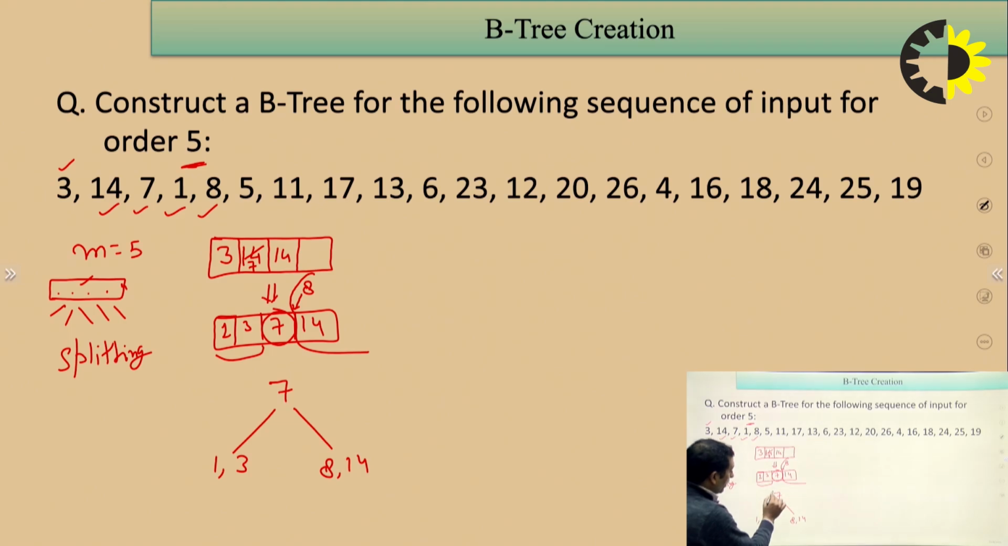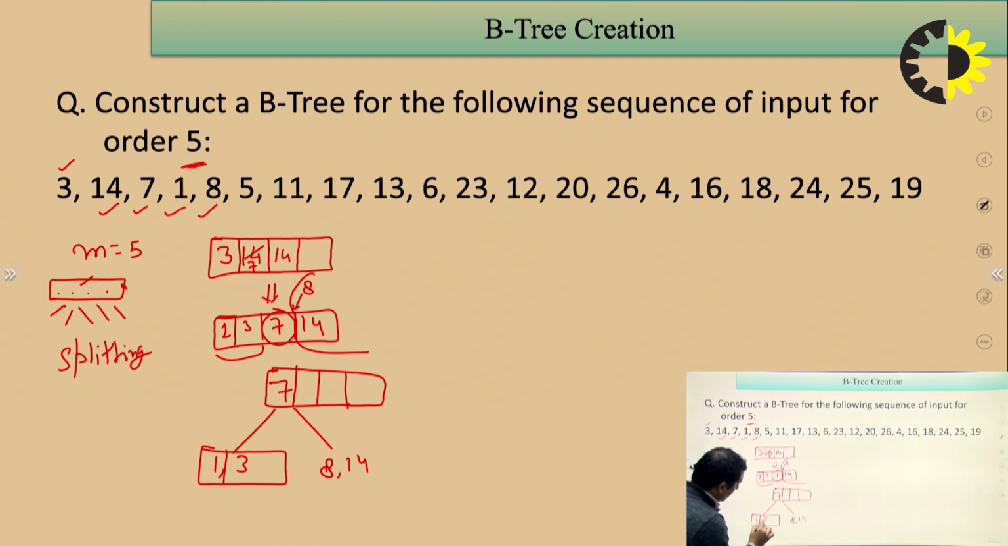We can visualize this as a node with holding capacity 4, and we can write it in this manner. Now insert 5. Where to insert? All new keys are inserted in the leaf node, so keep this in mind.